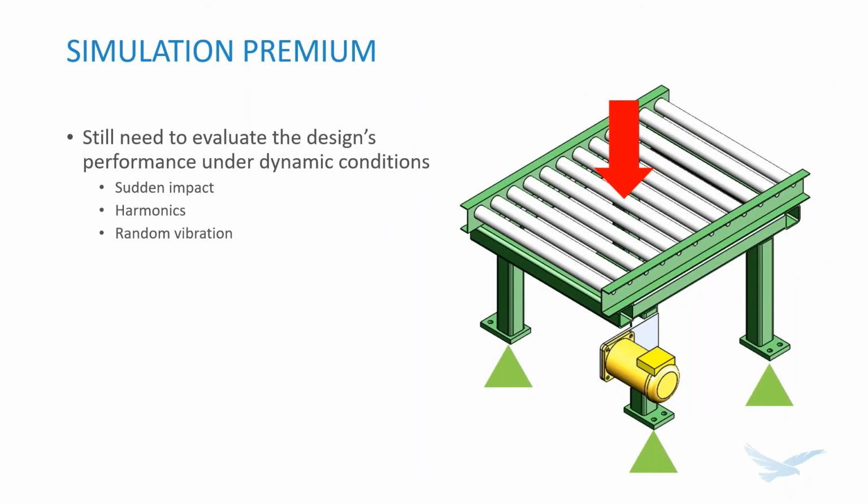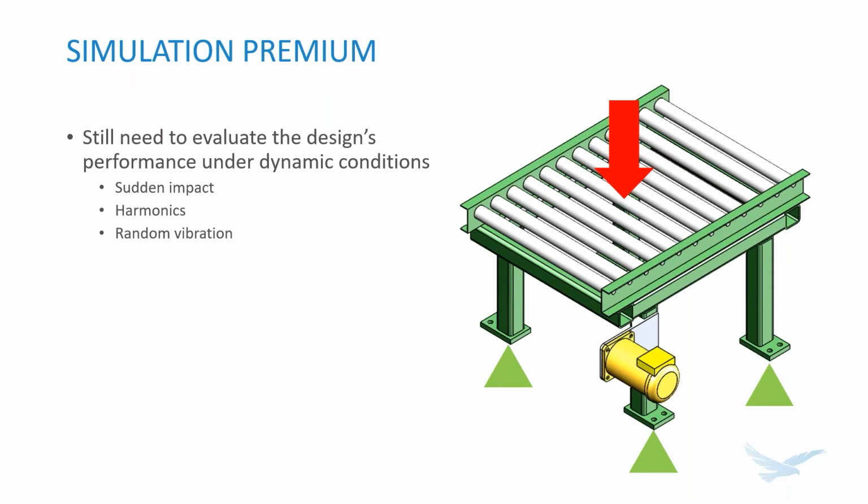So we've gone through a few tools already and a host of different capabilities, but in our case, we still need to evaluate this design. Namely, we need to evaluate its performance under dynamic conditions, such as a sudden impact, or investigate harmonic loads, or investigate the effect of random vibration on the structure and see how it's going to respond when it's dynamically loaded. SOLIDWORKS Simulation Premium allows us to do this.